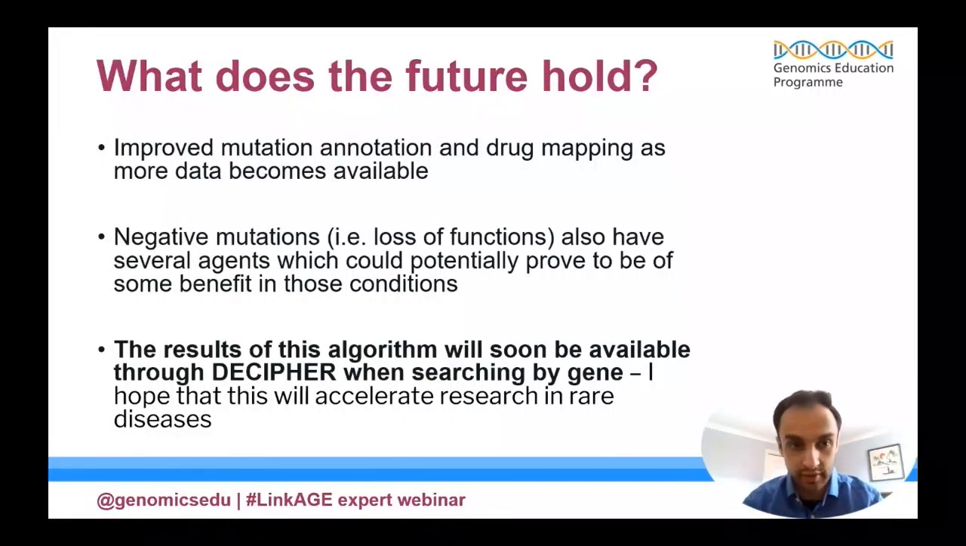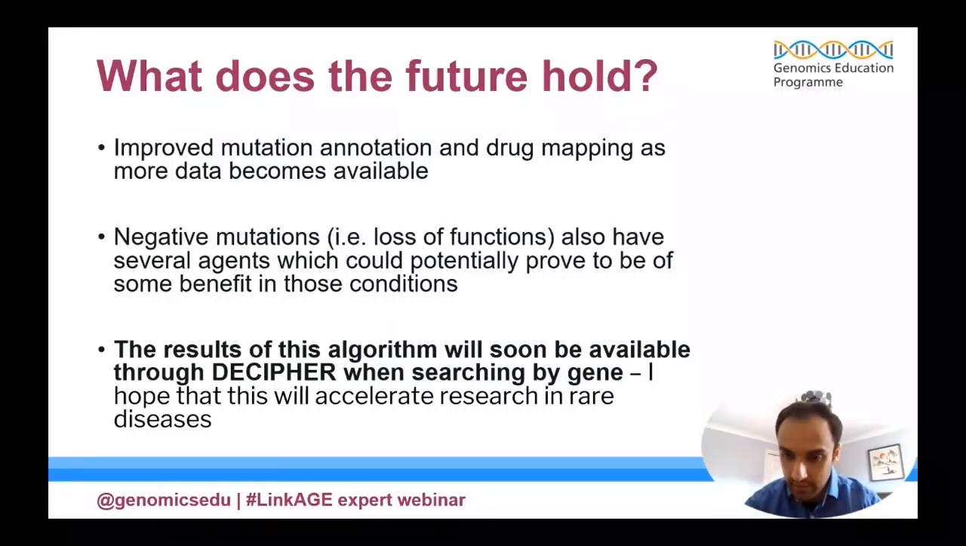Now, what does the future hold for us? As the DDG2P database becomes more robust with better mutation annotation and drug mapping, hopefully our results will increase. The numbers of potential diseases and drug mutation pairs will increase, which means we potentially will have more treatments for developmental disorders. Also, if you cast your mind back a few slides, we decided to primarily look at activating mutations, but actually negative mutations, by which I mean loss of function mutations, also have several agents which can potentially prove to be of some benefit and result in some salvage in these conditions. We just haven't examined them in this arena yet.